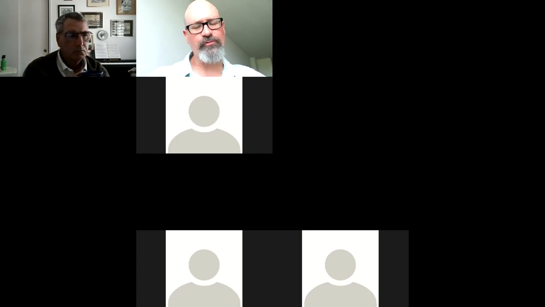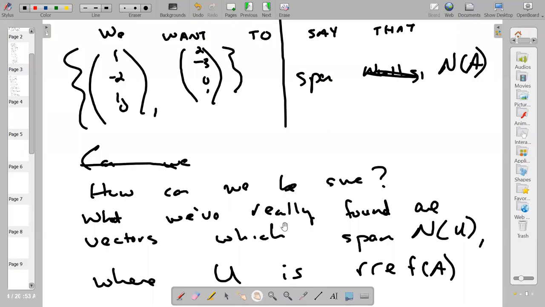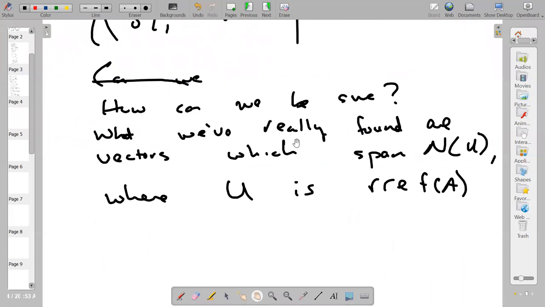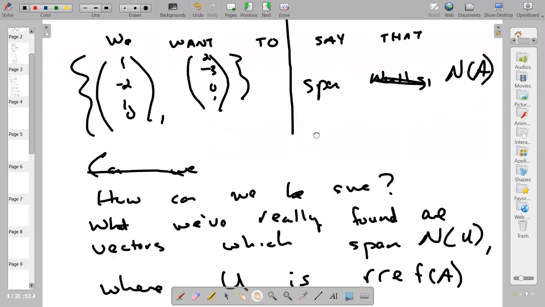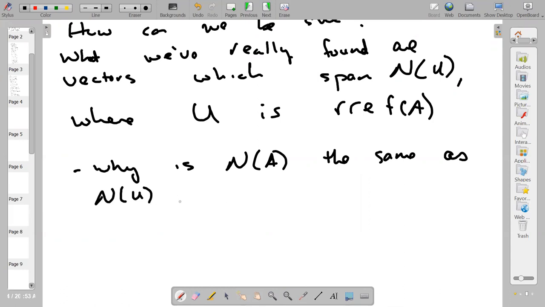One thing that we discussed in week one was that the elementary row operations that we were discussing don't change the solution space of a particular set of equations. I left that issue of justifying that aside, but I think now probably is the moment to discuss this. We have in our hands a set of two vectors which span N of U. The question that I think we need to answer is: why is the null space of A the same as the null space of U when U is the reduced row echelon form of A?